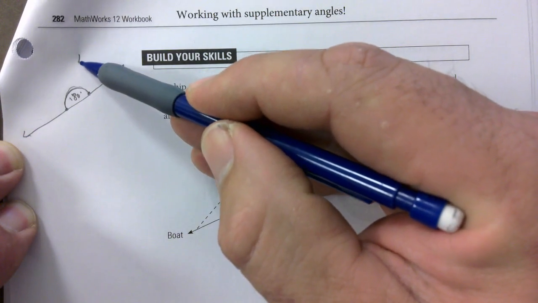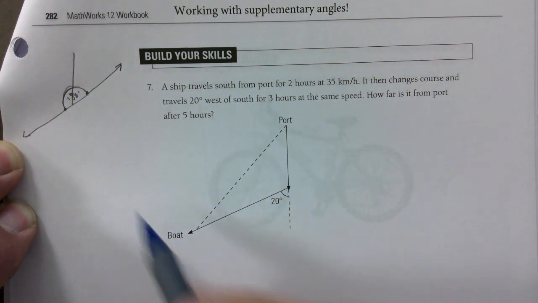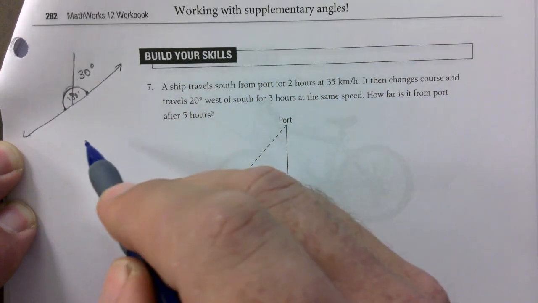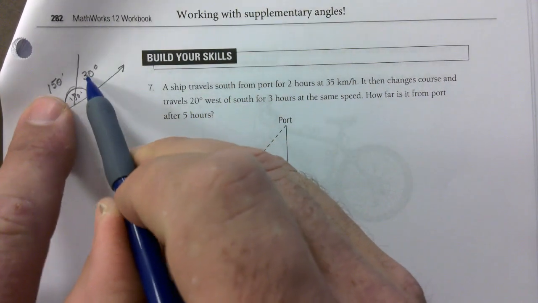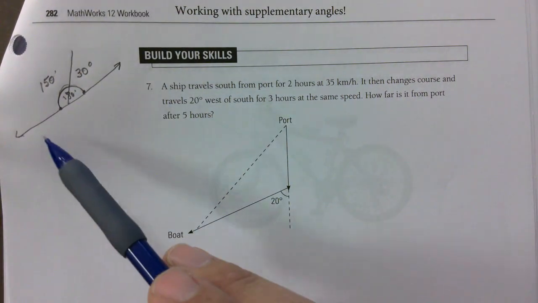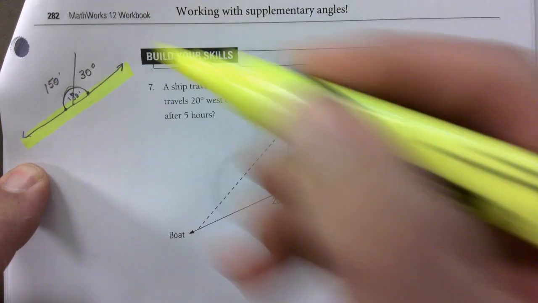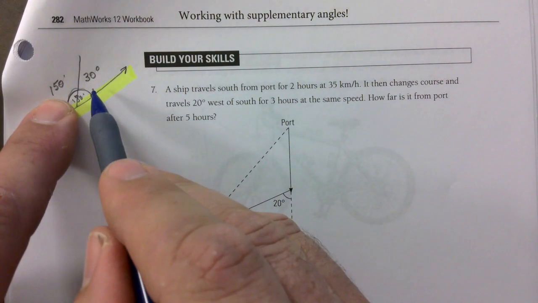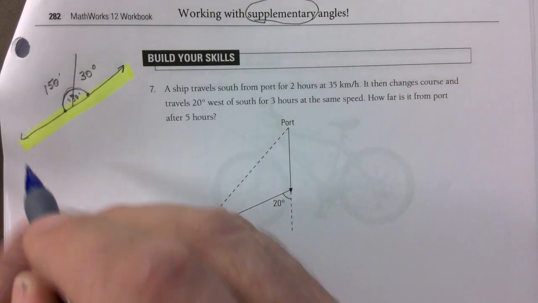So if you were to split this, and if I told you that this is 30 degrees, then this must be 150, right? These two add up to 180 because they're along that straight line, straight angle, right? So two angles that are supplementary, right? That's what supplementary stands for.